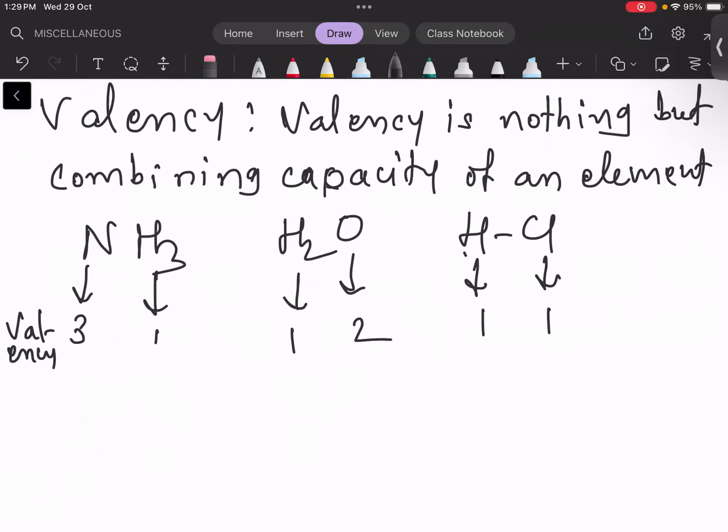Is there any doubt to anybody regarding these Lewis symbols? No, sir. Okay. If no doubt, then we'll move to next point.